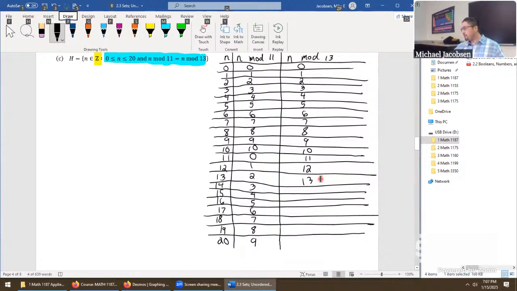So hang on, I think I made a mistake here. 13 mod 13 should be a 0, right? So it should have stopped right at a 0 on this one. And now we're repeating all the elements. So 1, 2, 3, 4, 5, 6, 7.